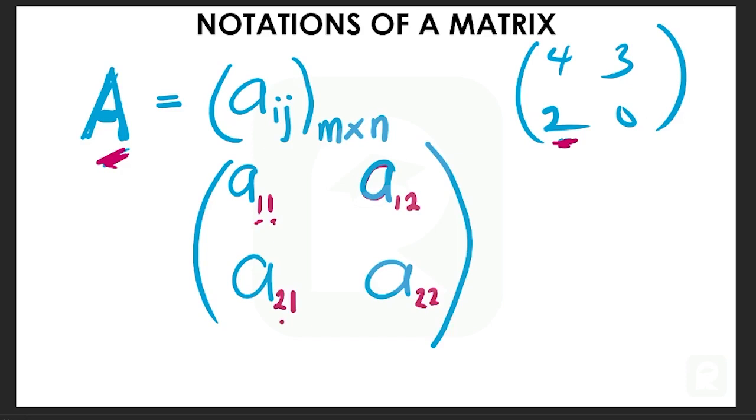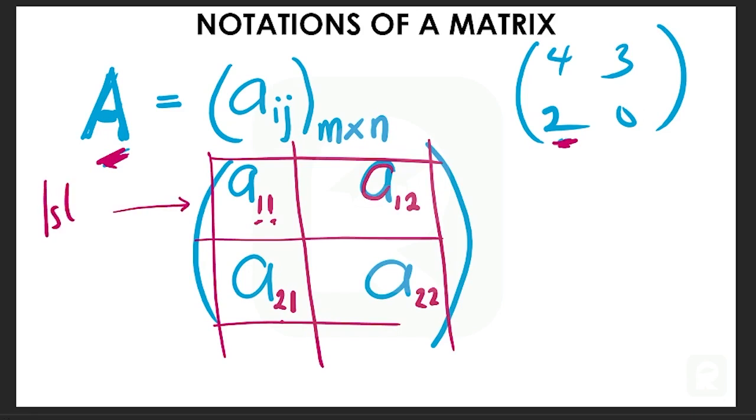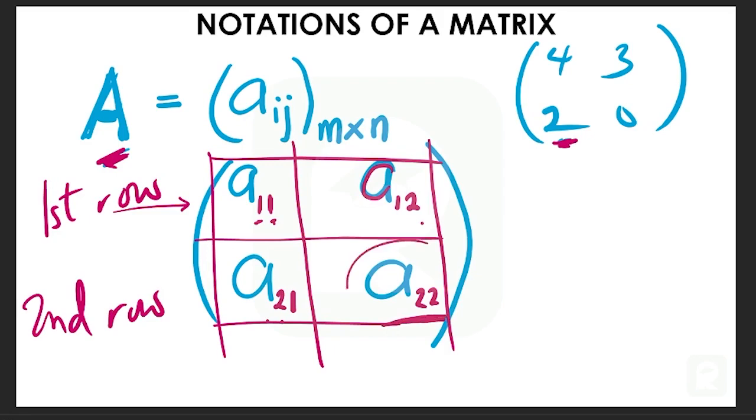So if you rule them out this way, you can actually see them clearly. This is occupying the first row, first column, first row. This is still first row, second column, second row, first column, second row, second column. That's about order.